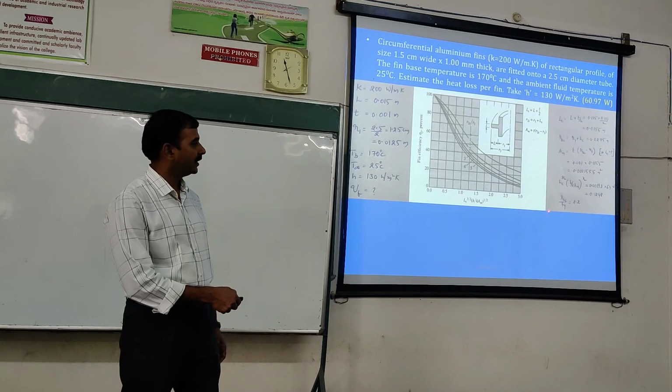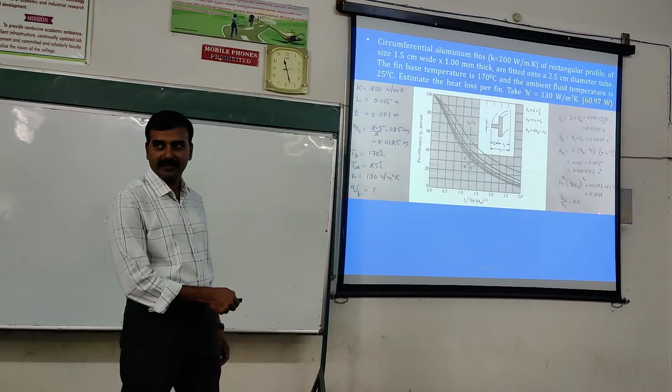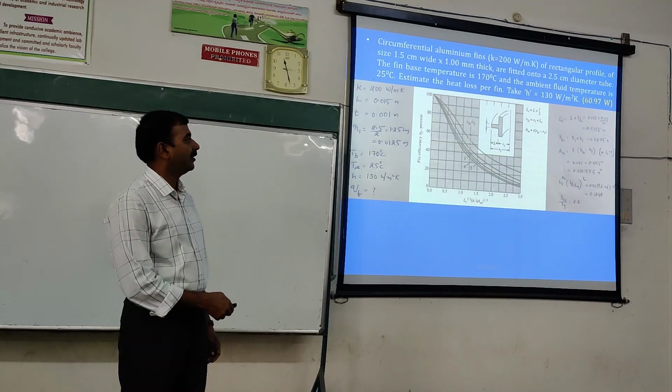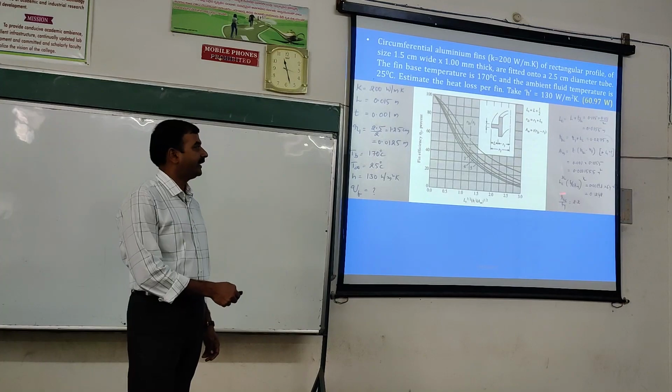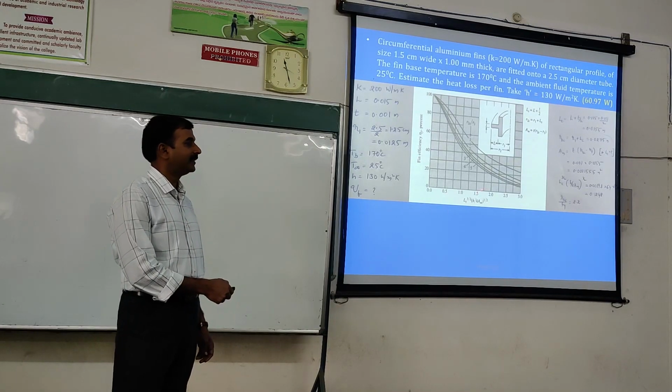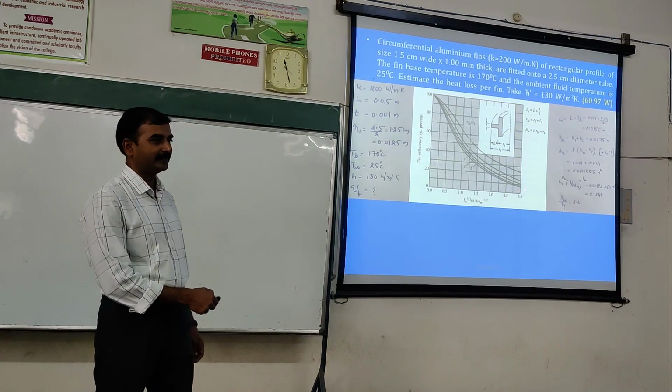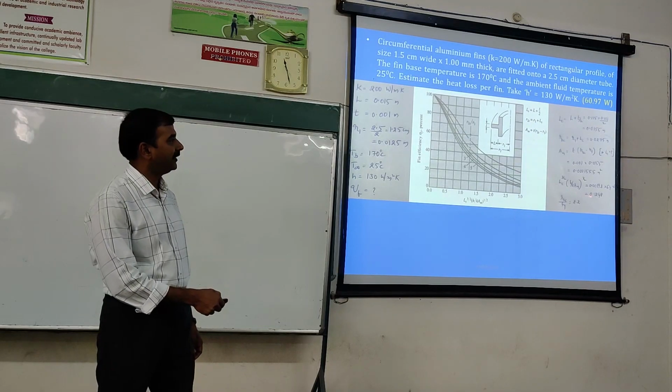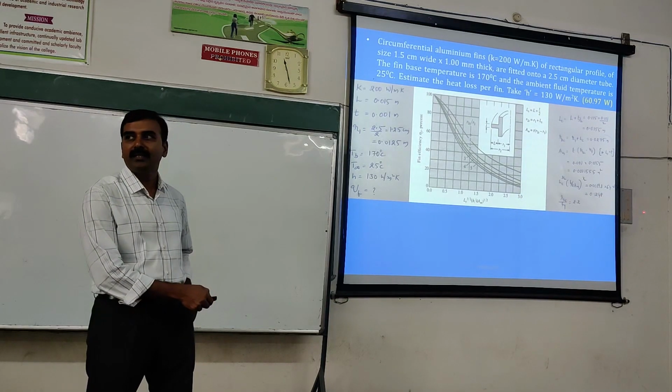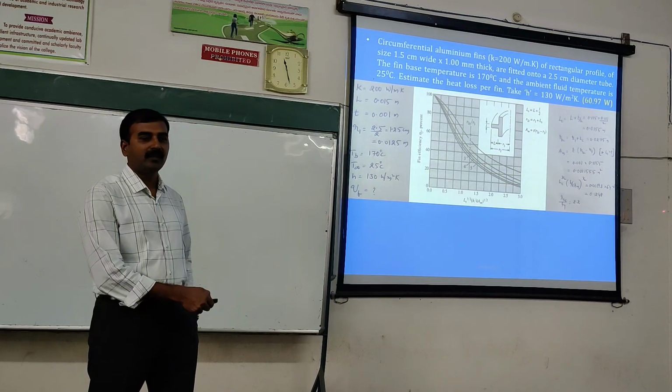And R2C by R1 is this value. And now let's see. First you locate the point on the x-axis which has the value of 0.124.